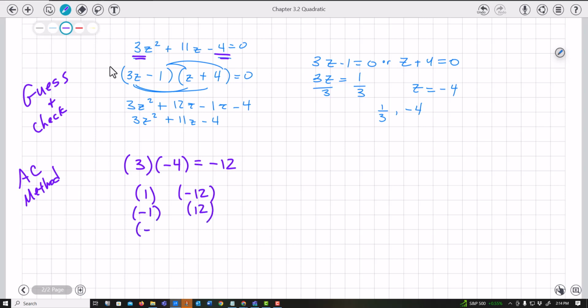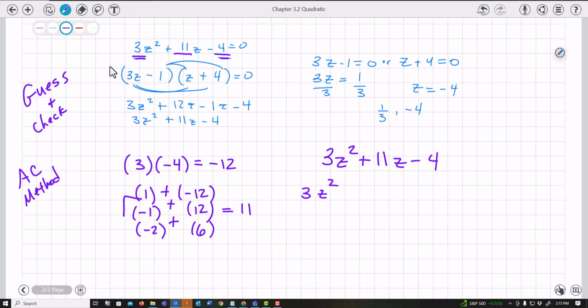I mean, I could keep doing this, but what you're looking for is when you add these, you're going to get this middle term B. And I think I can stop doing that. This one was kind of nice because I already got it here. So remember what you do, 3z squared plus 11z minus 4 with the AC method.